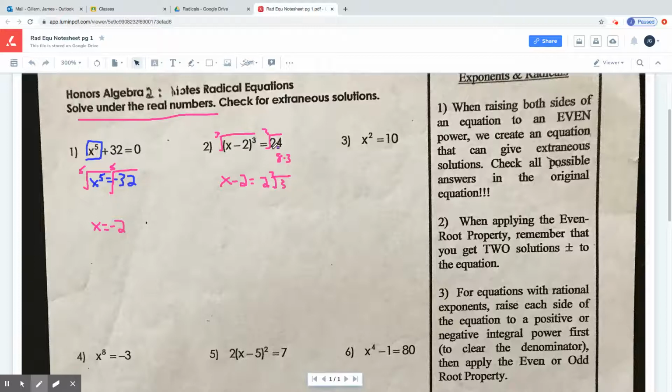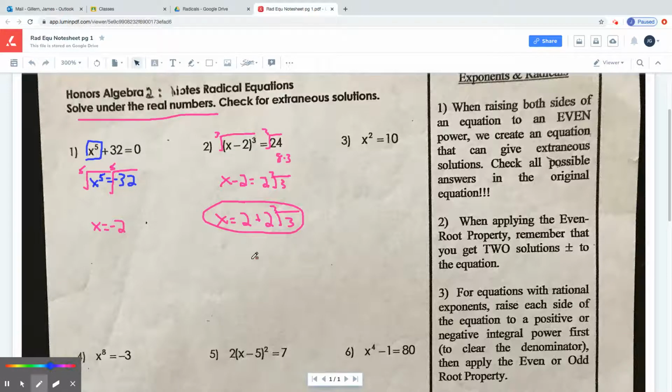Now, for these first couple, they've both been odd roots. If it was an even root, like a square root or fourth root, we would have to do plus or minus. But when it's just an odd root, you just do one. Then we just have to move the negative 2 aside. So x equals 2 plus, not plus or minus, just plus because it was an odd root, 2 plus 2 cube root of 3. And there's our answer.